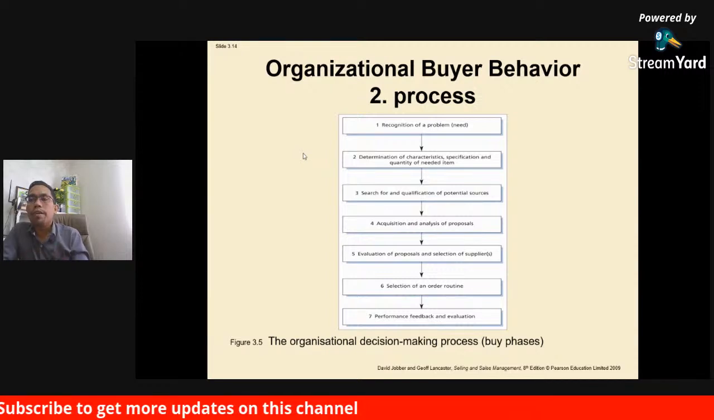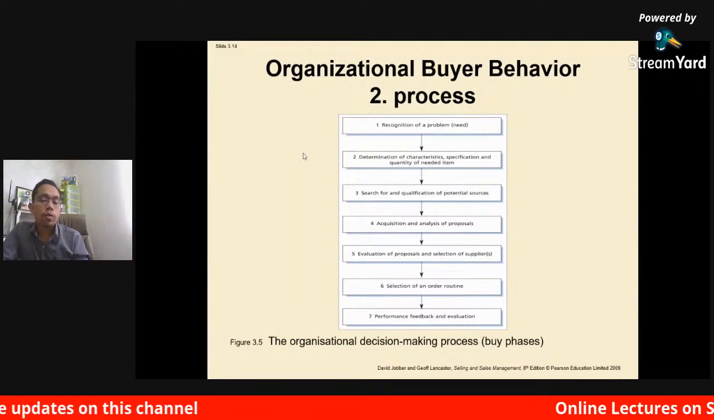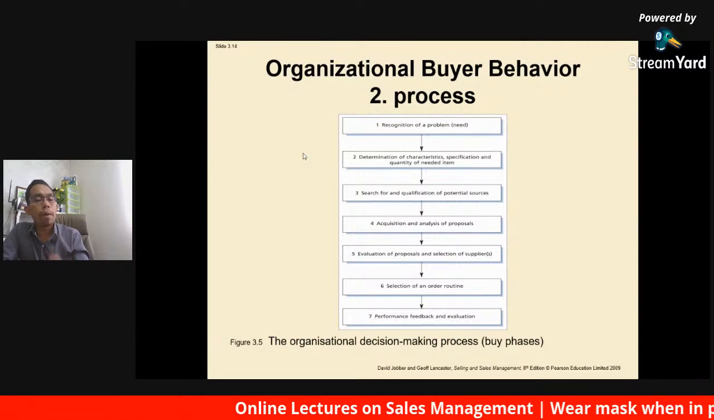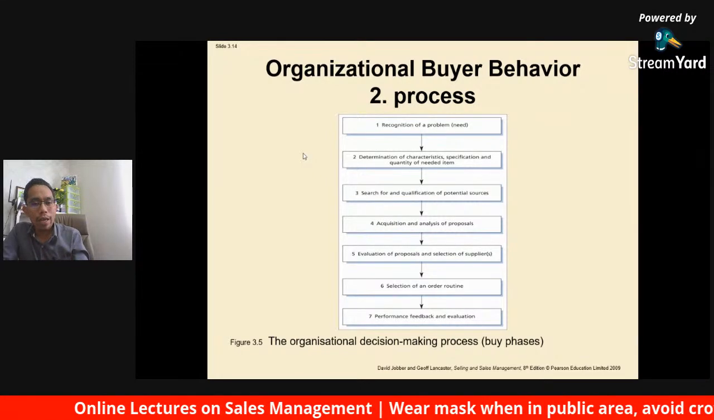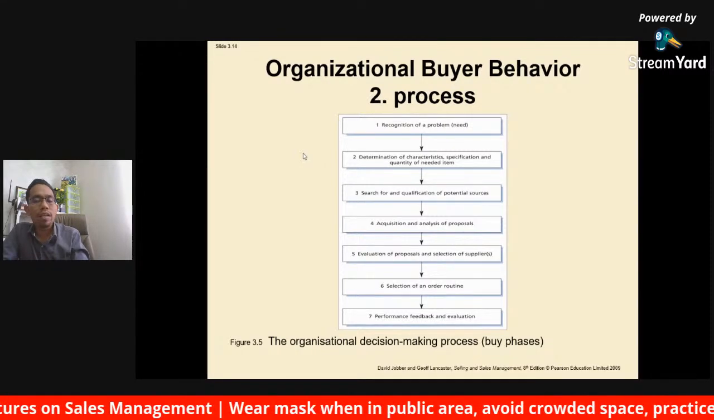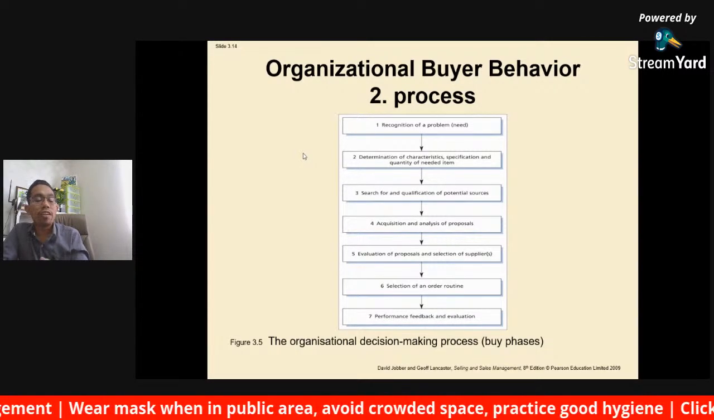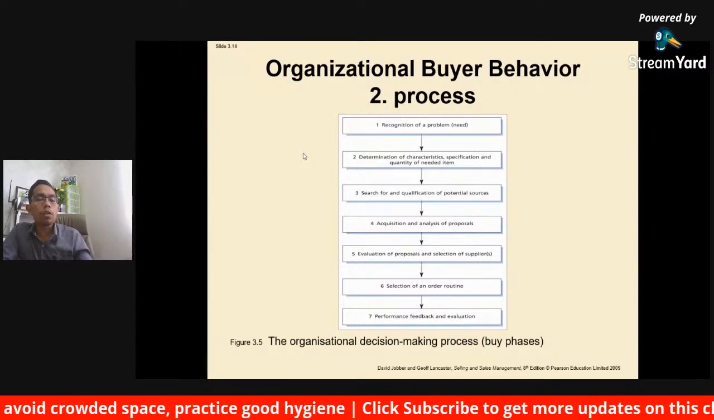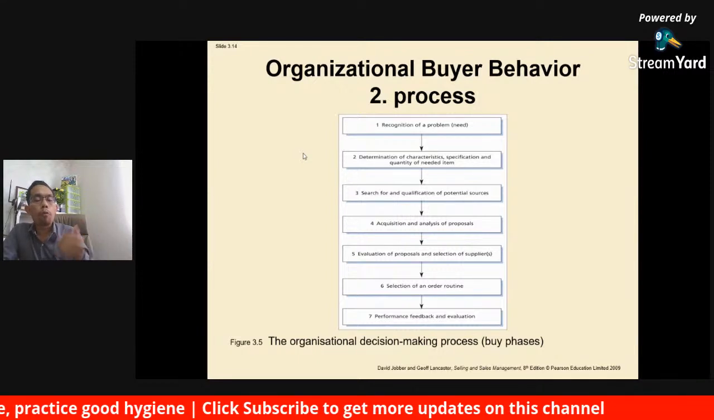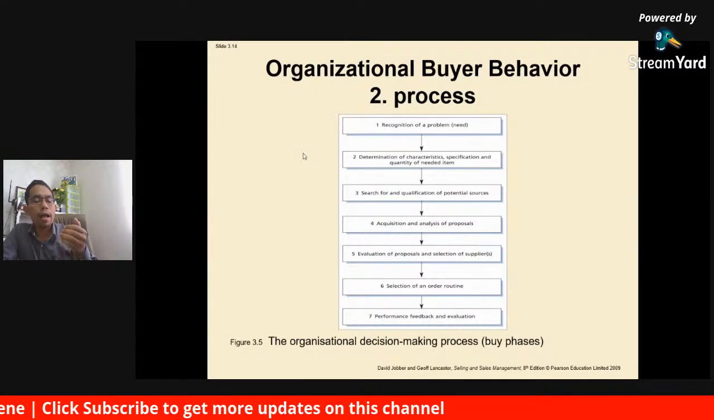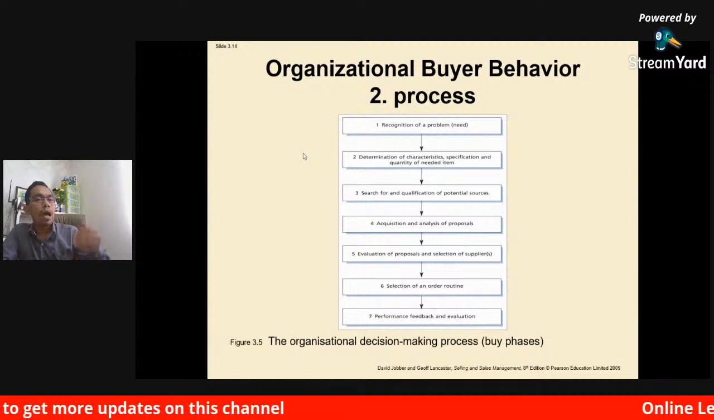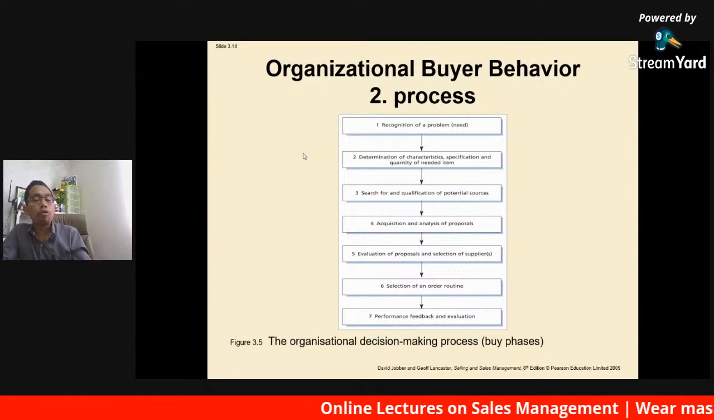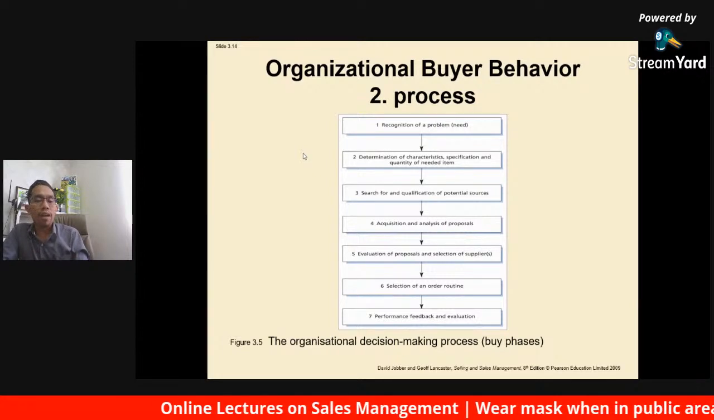Search for and qualification of potential sources. Right now we talk about potential suppliers. Who is eligible and capable of supplying the product? It is not something you can play along with, because it's a very serious matter. Then acquisition and analysis of proposals. You ask people to send the quotation or proposal: what you can offer to our company, and what happens if anything goes wrong in future, how do you mitigate all the problems that arise.